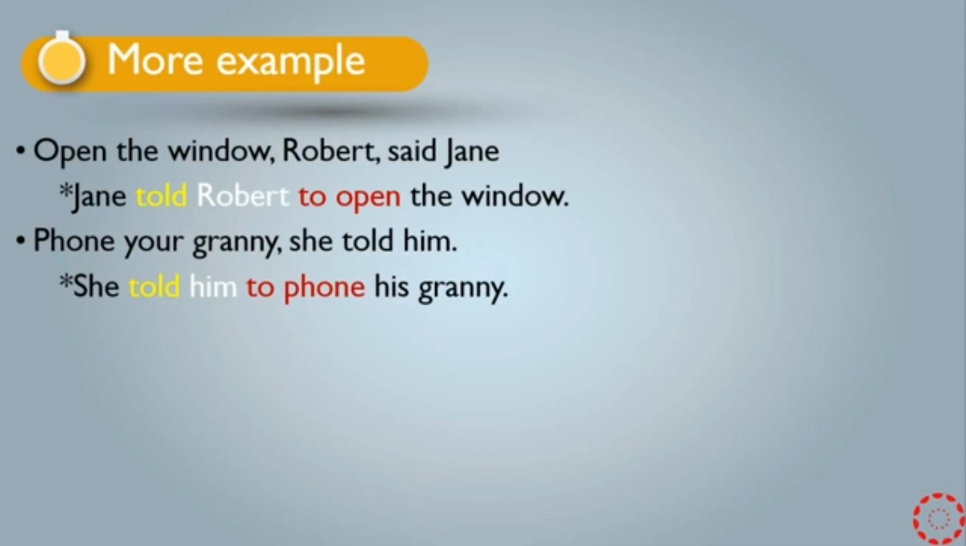So be careful about that. Why do I have his here? Okay, because I have your. If I have your in the sentence, you have to change your to another pronoun according to the object here. Okay, if our object here is him, so you have to change to his. If our object is her, so I have to change to her. Okay, so be careful about that.